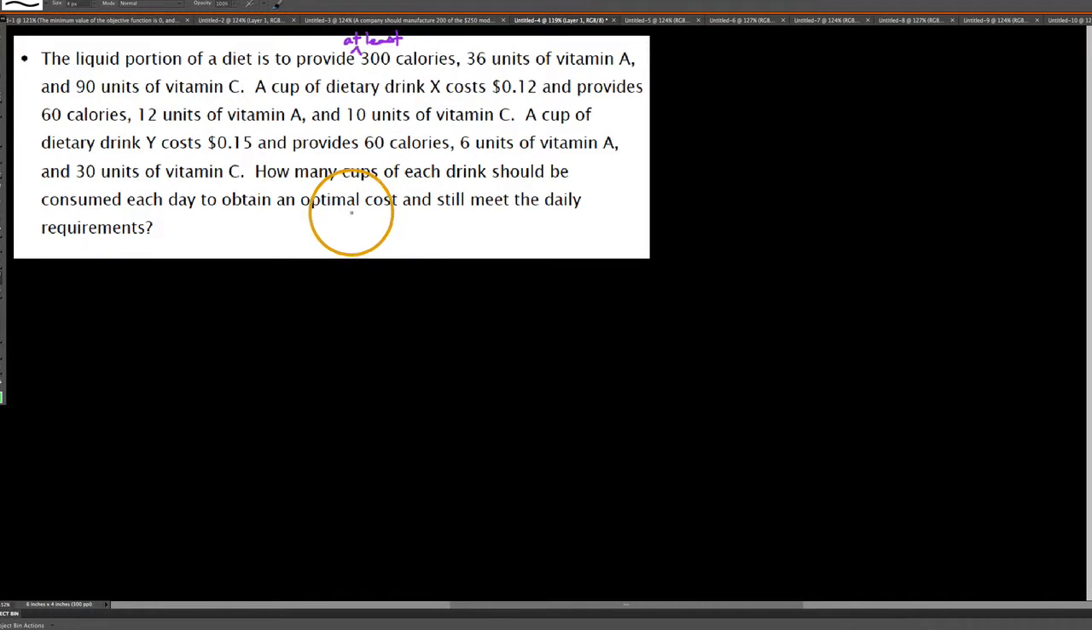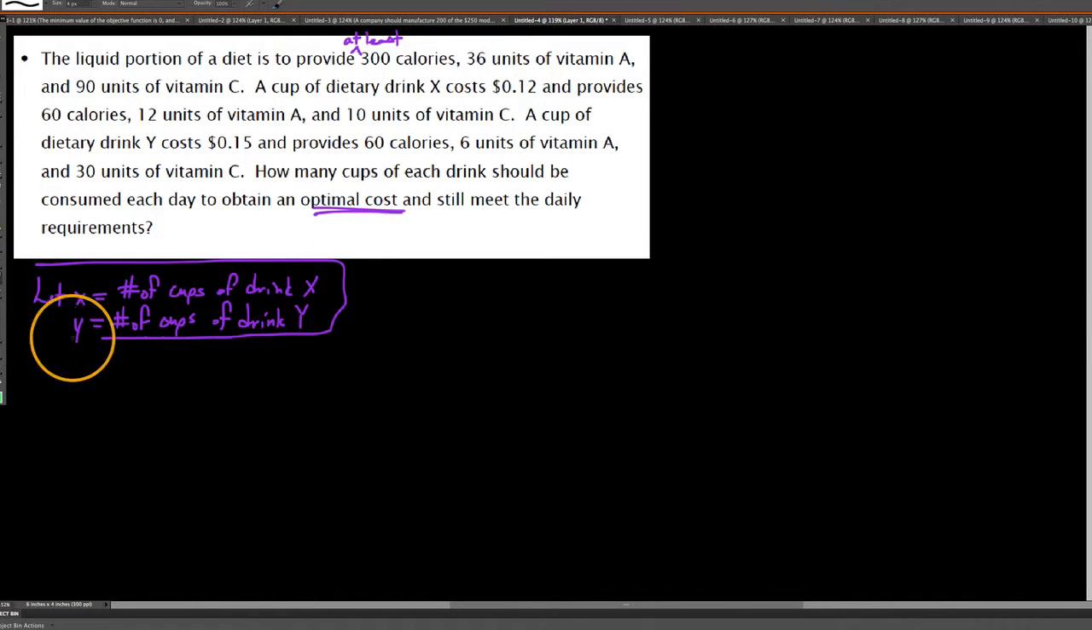So where it says optimal cost, let's start with our objective function and our variables. It says how many cups of each drink and optimal cost. So first things first, in terms of our variables, let X equal the number of cups of drink X. And then of course Y would be the number of cups of drink Y.